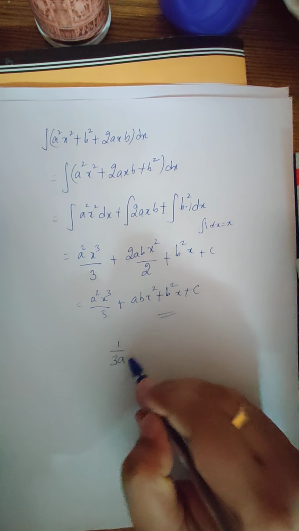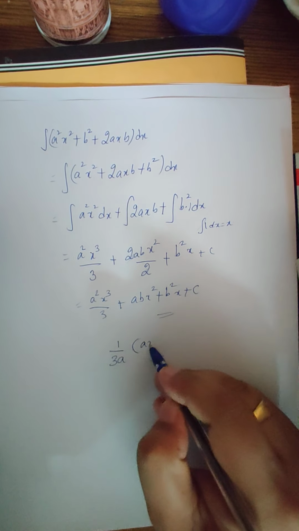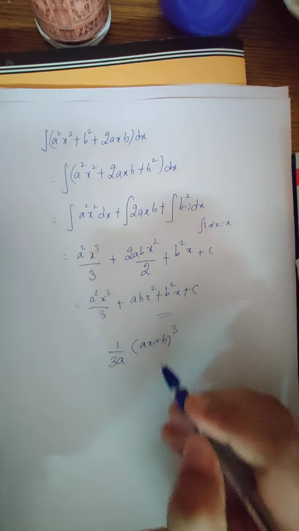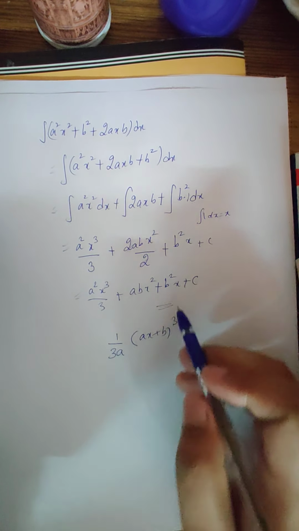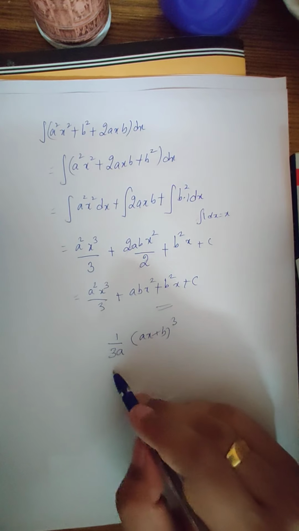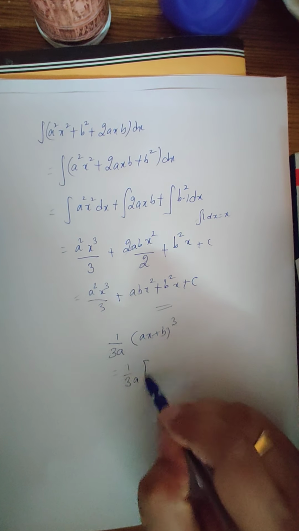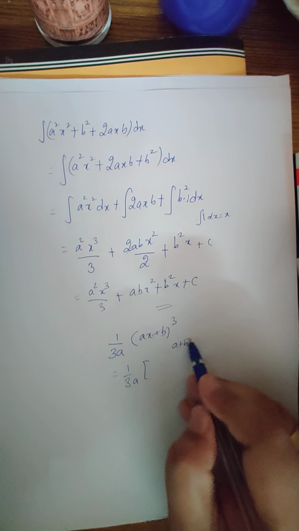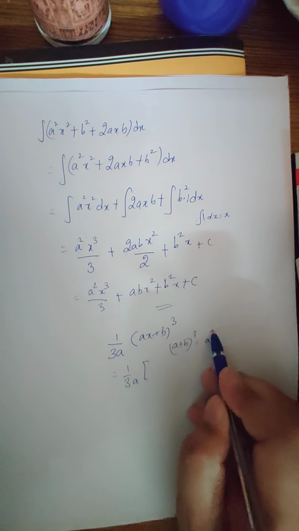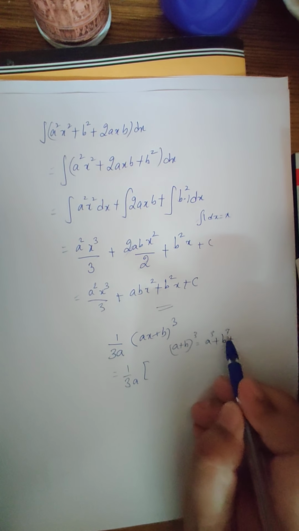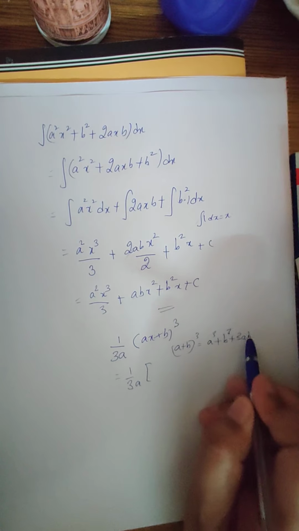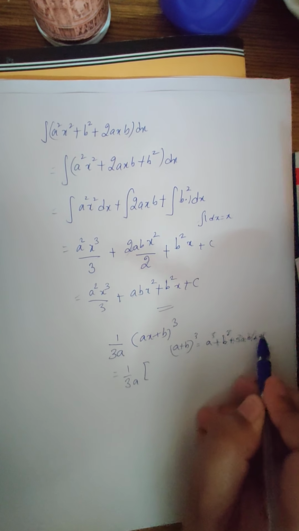This is also similar to 1 by 3a of ax plus b the whole cube. So how do I get this? If you write it like this, you will also get full marks. So this will be 1 by 3a of ax plus b whole cube. A plus b whole cube is a cube plus b cube plus 3ab into a plus b.